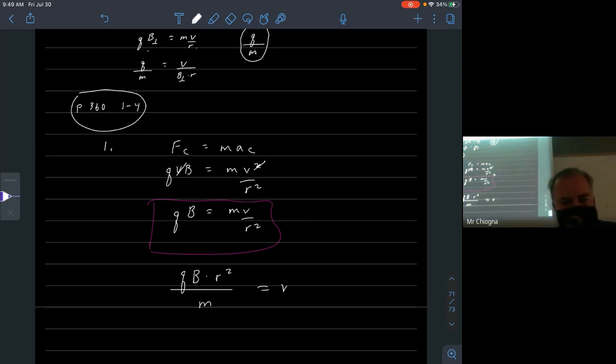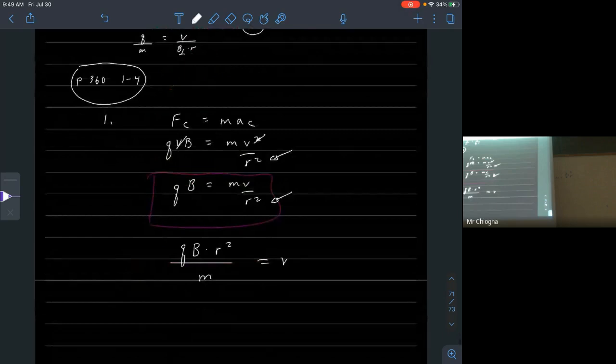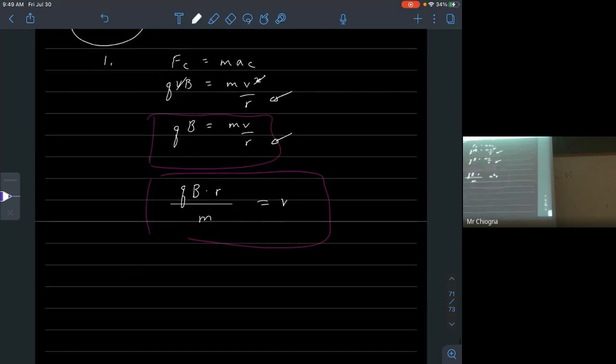QBR squared over M, yes. That's correct. Okay, same as above. This should be, oh, it's V squared over R. Jeez, I knew that. Just testing you. V squared over R squared, that's good. I invented a new formula. Okay, it happens. You're right. I'm wrong. Okay, happy? Good. QBR over M is equal to V.